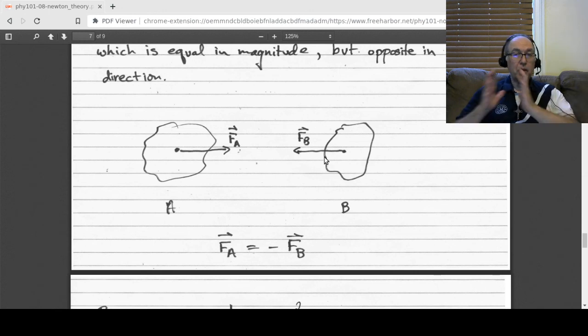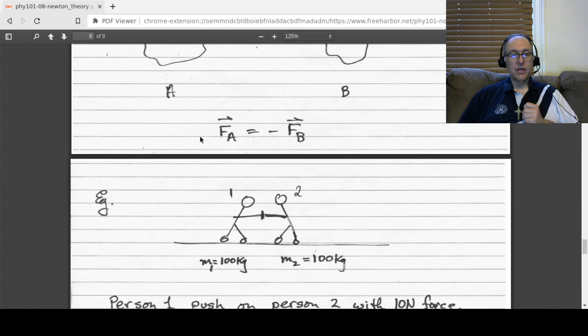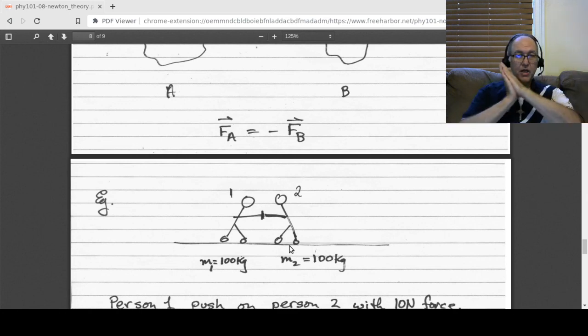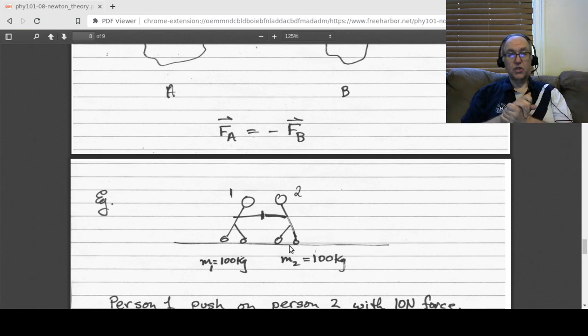All right, my next example, you've got two people pushing on one another. Let me actually bring it up here so you can see it. So we have here two people pushing on one another. Person number one is pushing on number two. Simultaneously, person number two is pushing on number one. I have them here on roller skates so that they can actually move apart. So one person's pushing there and the other person's pushing back, each one will feel the other one push them back.